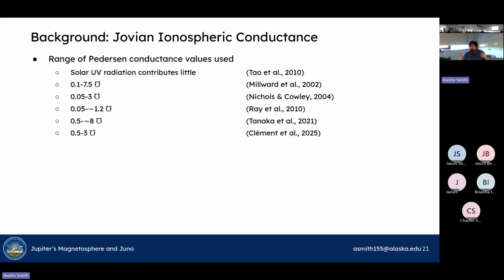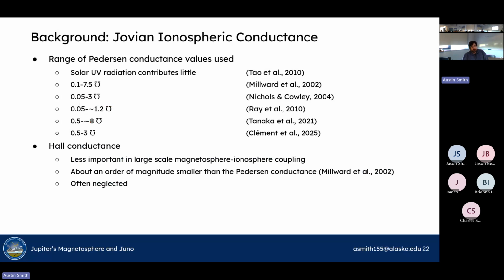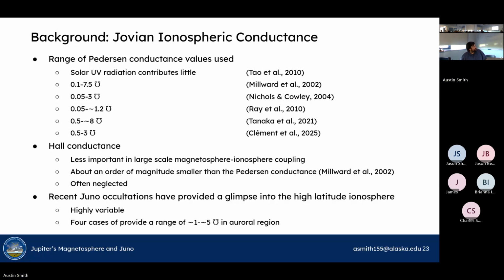And there's this range of values in the literature for conductance. This is mainly based off of other models or energetic particle precipitation based models of what the conductance could be in the ionosphere. And they range from 0.05 mho all the way up to about 10 mho. So it's this pretty broad range of conductance. Hall conductance at Jupiter is less important, especially for the large-scale magnetosphere-ionosphere coupling. It's estimated to be about an order of magnitude smaller than the Pedersen conductance, so it's often neglected, and I am also neglecting it in my models, but hope to add it in the future.